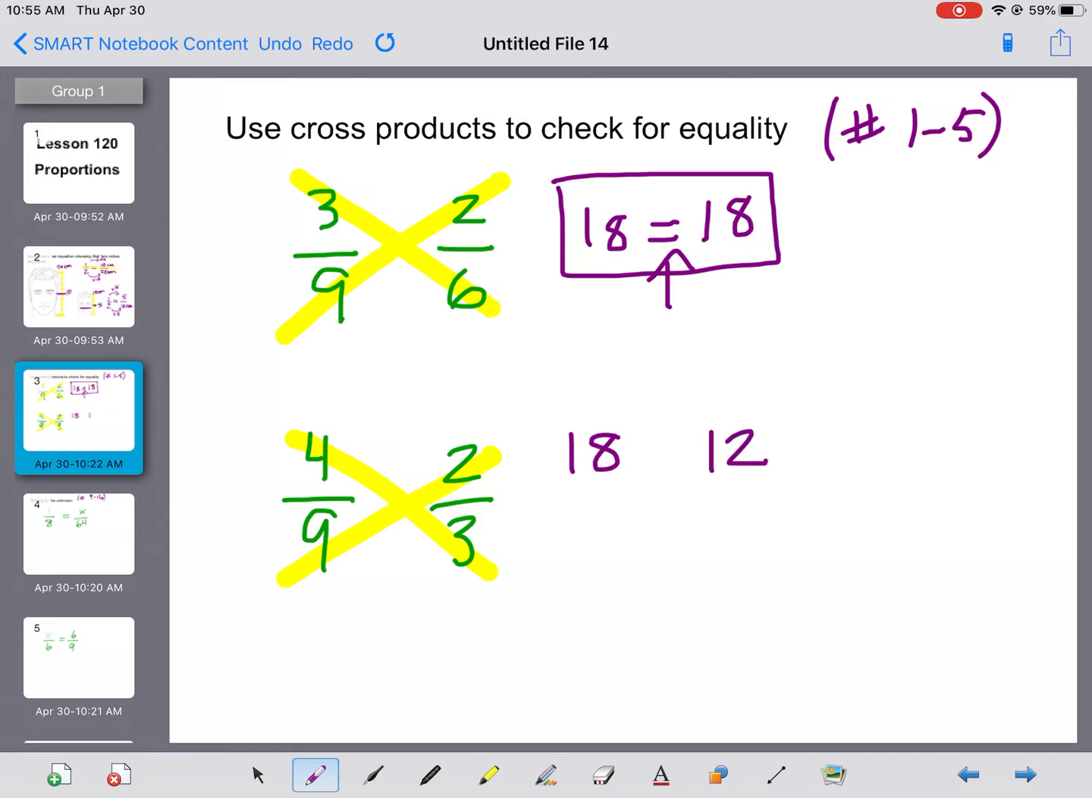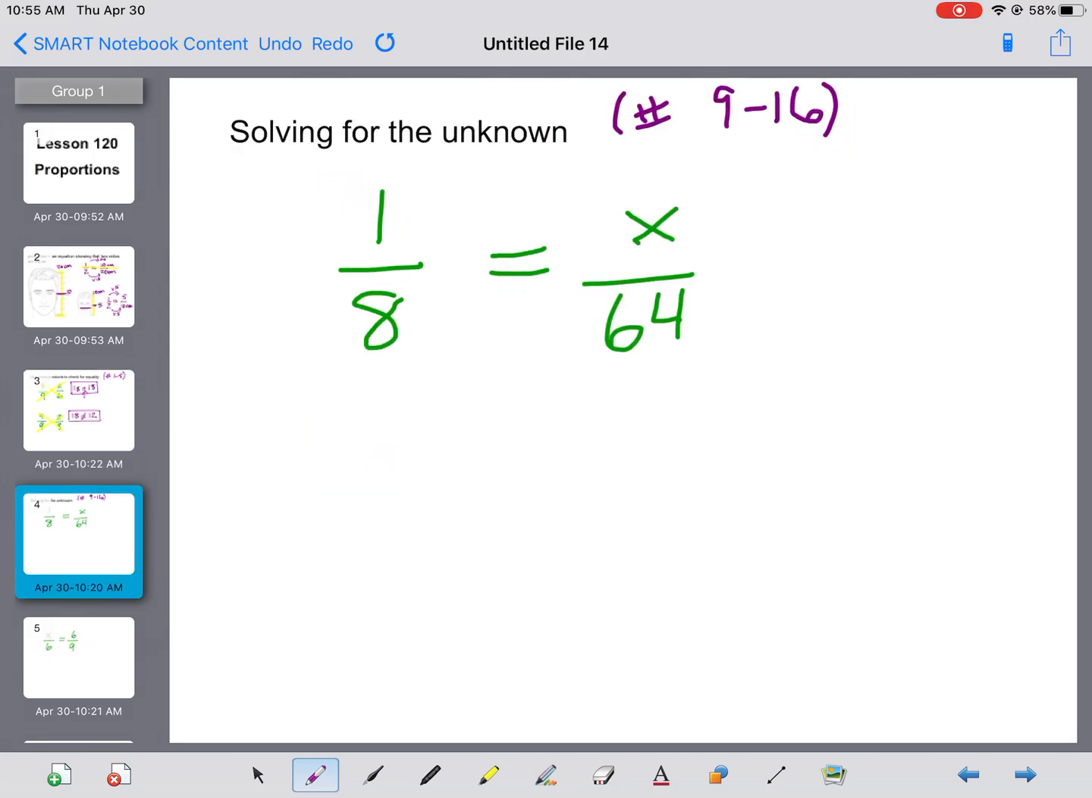Then we do a 4 times 3, which gets us a 12. 18 and 12 are not equal. So we do a not equal sign. So this isn't a proportion. It's not equal. This is what your answer needs to look like in your textbook. All right, so using those cross products to determine if those ratios are equal.